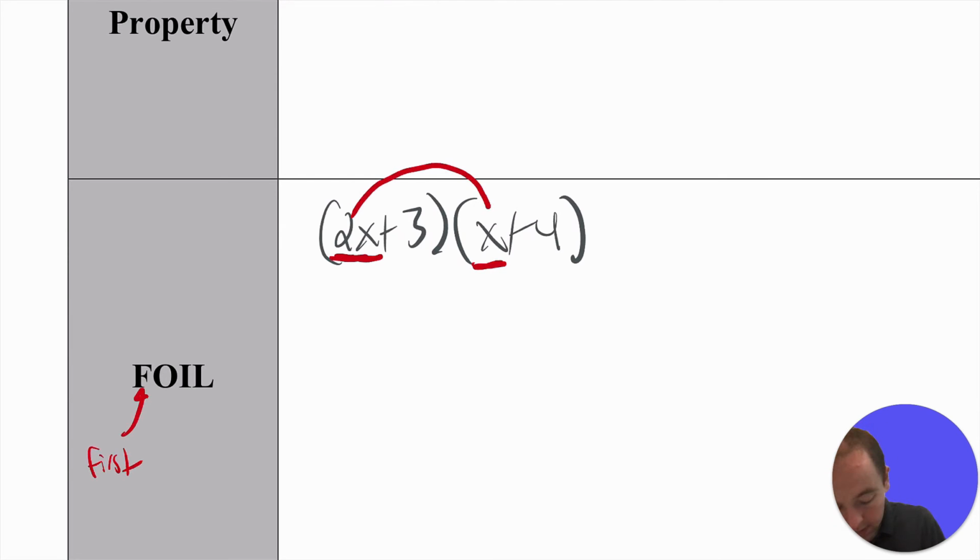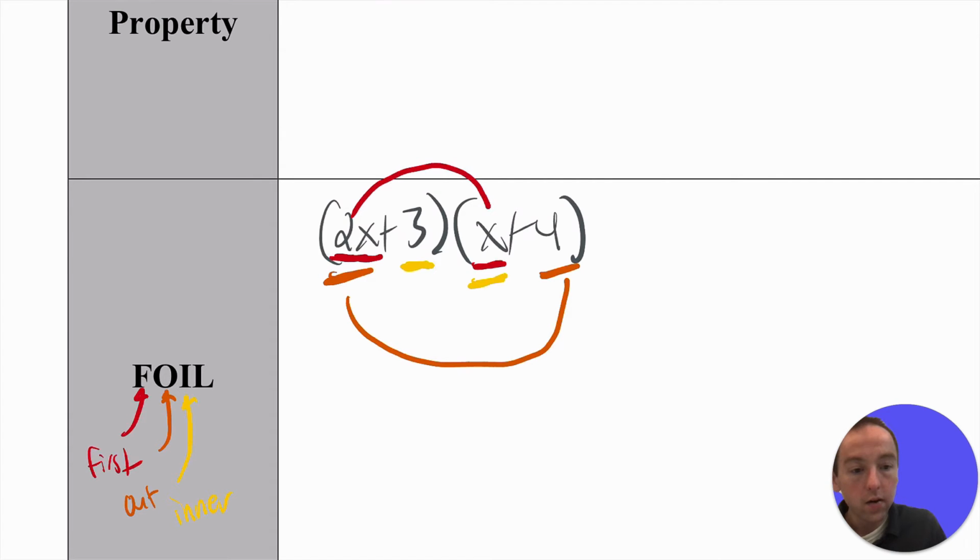And then what this O right here really refers to is the outer, meaning that this is the outer term and this is the outer term overall. And so you can multiply the two outer terms directly with one another. And then this I is referring to the inner terms. And so this 3 and this x right here are the two inner terms overall. So you're able to multiply those two things together.